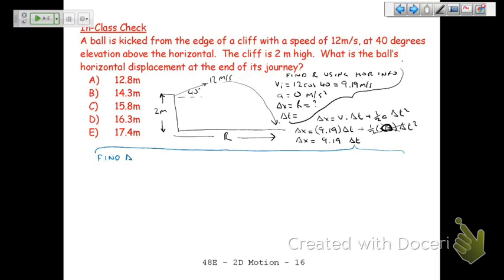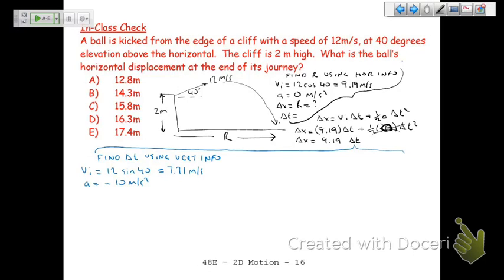Find delta T using the vertical information. So I go: Vi is equal to 12 sine 40, which equals 7.71. And we know that a is equal to minus 10 meters per second squared.